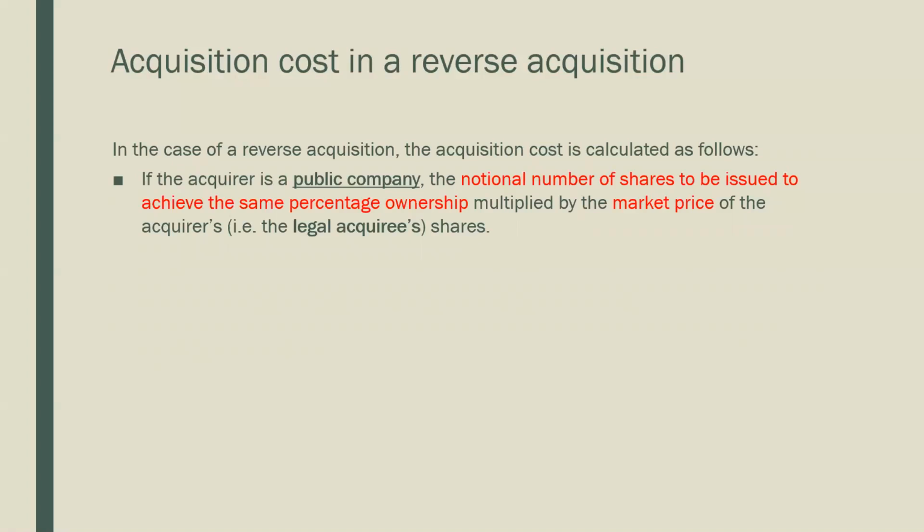So we looked at shareholders of company A, shareholders of company B. If you recall, the shareholders of company A had 100,000 shares, shareholders of company B had 150,000 shares. So that's a 40 to 60 split, 40% to 60% ownership. So the notional number of shares to be issued to achieve the same percentage ownership multiplied by the market price of the acquirer's shares. The acquirer here is basically the legal acquiree, keep in mind, yeah?